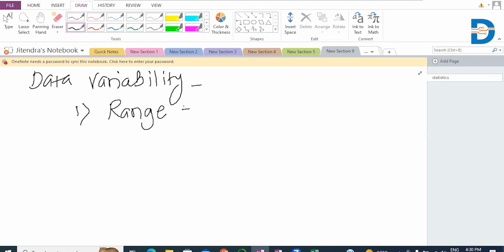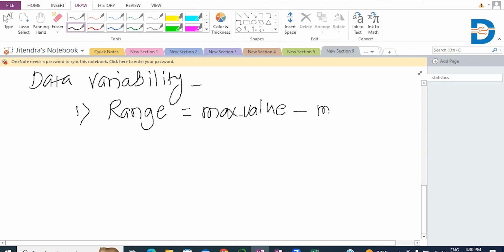So how can we calculate the range? The formula is max value minus min value from your data set. Then you will get the range.